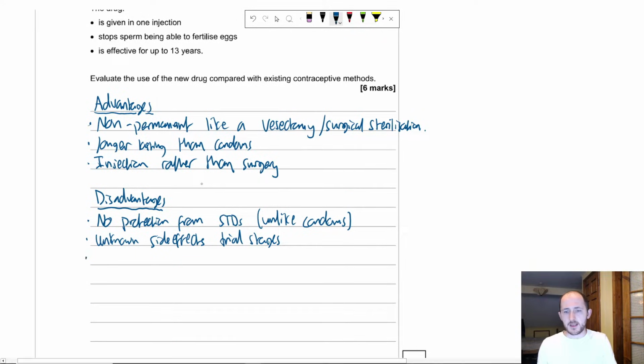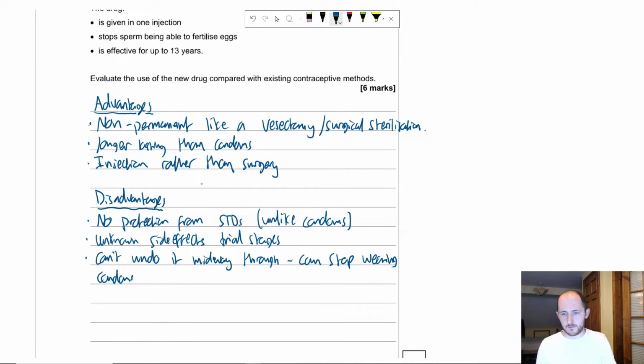So, for something like wearing condoms or anything, you can't kind of undo it midway through. So then, since this is a bit of a vague statement, I'd actually justify and say you can stop wearing condoms, right? If you want a pregnancy.